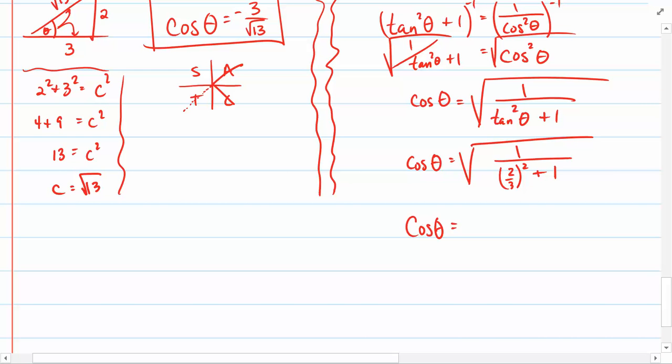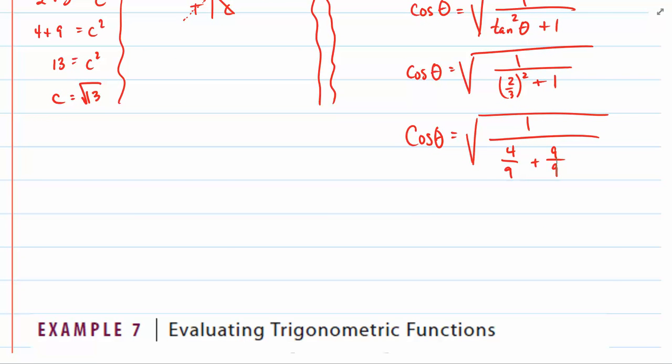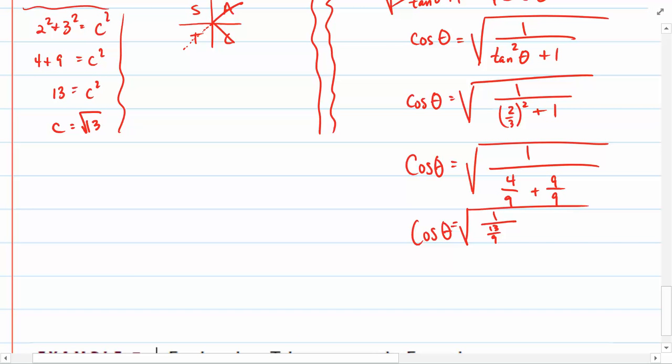And cosine of theta, if we use some algebra here to simplify, we have the square root of 1 divided by 4/9, because 2/3 squared is 4/9, plus, I'm going to write this as 9/9 so that we can combine those two fractions. Cosine of theta is the square root of 1 divided by 13/9. And when I have 1 divided by a fraction, then I can rewrite that as not 13 over 9, but now 9 over 13. I want the square root of that.